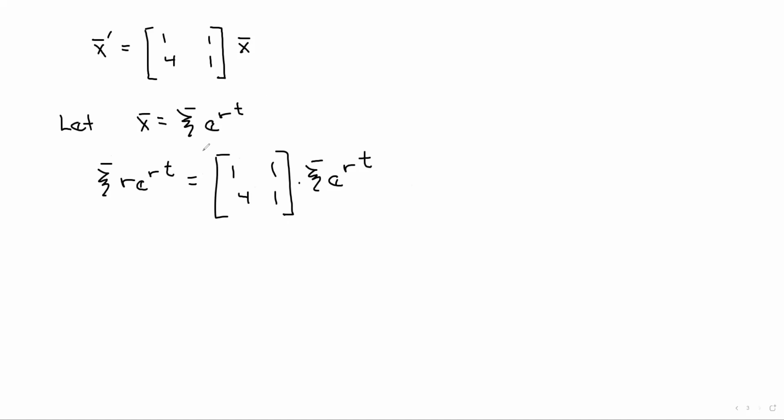And then just like before, we can go through and cancel the e to the rt's here. And so this guy right here, this is A xi equals r xi. So this does have that format. Okay, so we can just note that so far so good. We're getting the format that we expected.